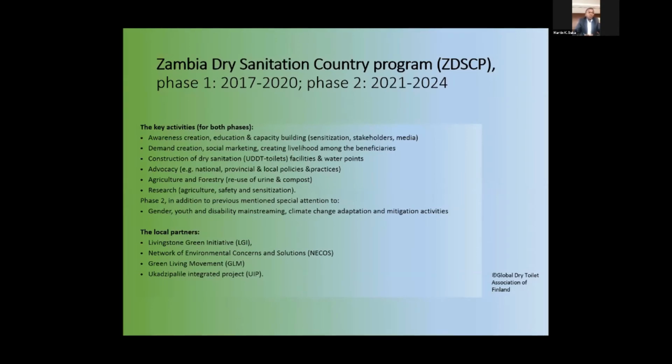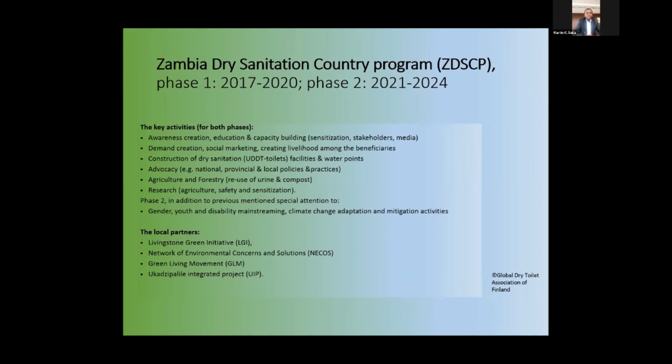So the Zambia Dry Sanitation Country Program, Phase 1 was 2017 to 2020, and Phase 2 runs from 2021 to 2024. And those are the key activities for both phases, basically to expedite awareness creation, education and capacity building, sensitization of stakeholders and media, demand creation, social marketing, creating livelihoods among beneficiaries, construction of dry sanitation, that's urine diversion dry toilets, the facilities and water points, meaning there's some installation of boreholes, basically for sanitation, hygiene, and also for reuse of the waste in possible agroforestry and basic gardening. So there's advocacy, agriculture and forestry, the reuse of urine and compost, agriculture research in terms of safety and the likes.